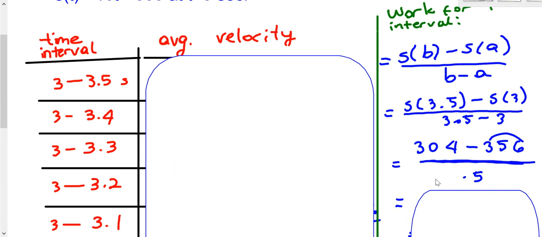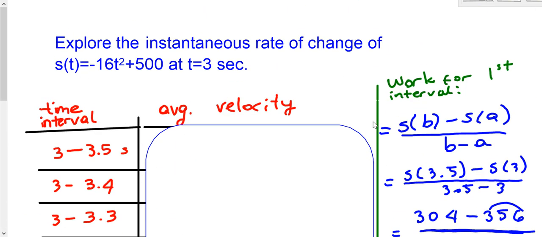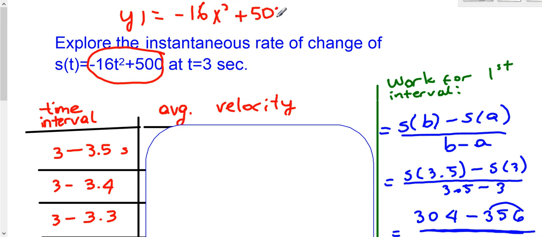One of the easiest things you can do is enter your equation into your y equals screen on your graphing calculator and then go to the table feature. That way you can plug in a bunch of numbers all at once or back to back. So since you're going to fill up the whole table here, I would highly recommend that you put your y1 equals negative 16x squared plus 500. Or if you're using Desmos, it also has a table feature, and you can just plug in the x values. It will automatically give you the y values. And then plug in 3.5 for x, and then plug in 3 for x. You're going to get 304 and 356 respectively.